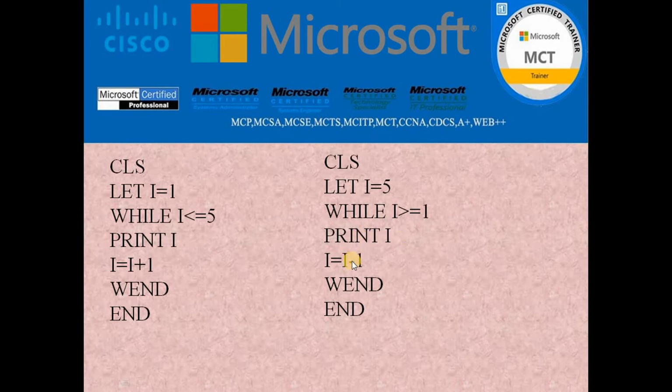Again, it will subtract by 1 because we know the order of flow of the sequence in the QBASIC programming. It goes from top to bottom. Now, it's going to reduce 4 minus 1, 3. It goes back. Am I 1? No. Then go inside the loop.